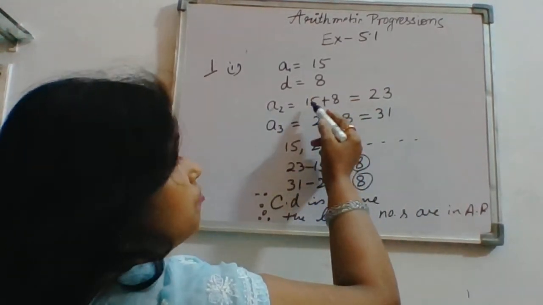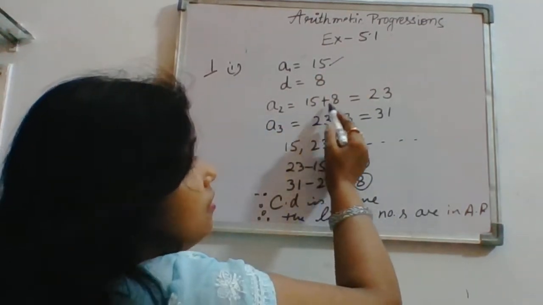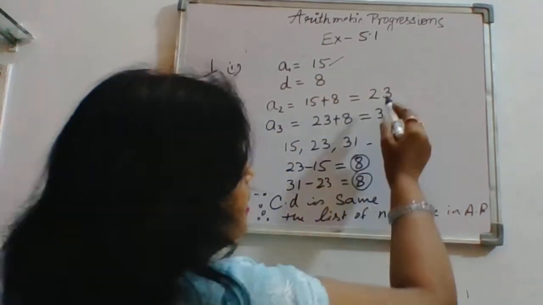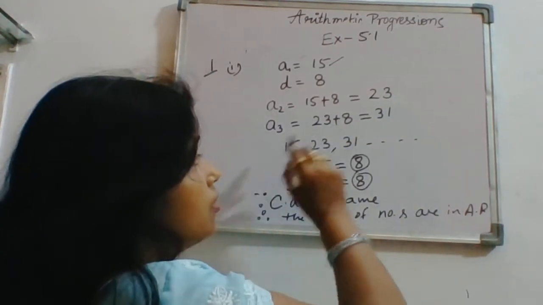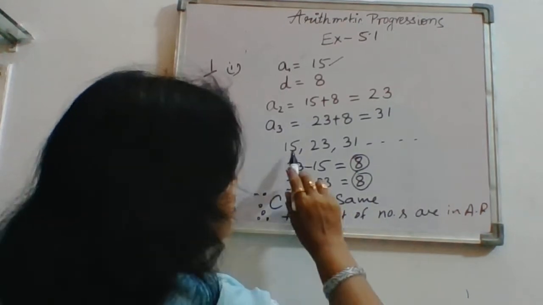Because for the first kilometer, the fare is 15. For the second kilometer, it will be 15 plus 8, that is 23. And for the third kilometer, it will be 23 plus 8, that is 31. So these are the list of numbers.